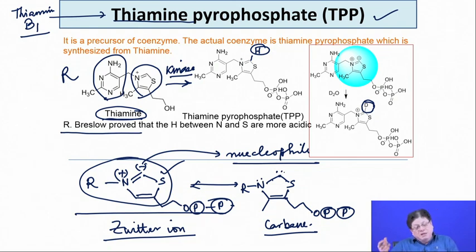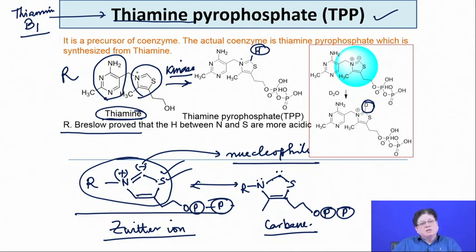Those are synthetic compounds, you can have another nitrogen here, all these things, but nature has picked up sulfur. There is a reason for that: sulfur can have empty 3d orbitals. So, this anion can also delocalize with the sulfur's empty 3d orbitals, thus giving greater stability to the zwitterionic structure.